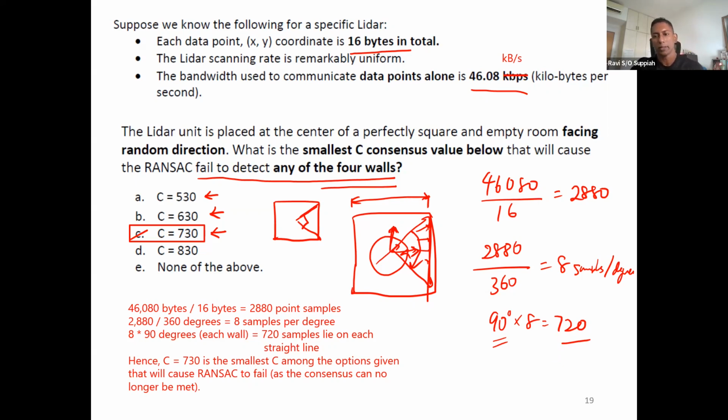You will of course get more points. You'll get a total of 2880 when you scan the whole thing, correct? But for me to detect that there is a wall, on any of the walls, I need a minimum of 720 to represent that wall. So as long as I set my consensus to be smaller than 720, then I can say for sure that there is something there. If not, I cannot come to a decision, correct? I might just think that it's some random points and that there is nothing there.